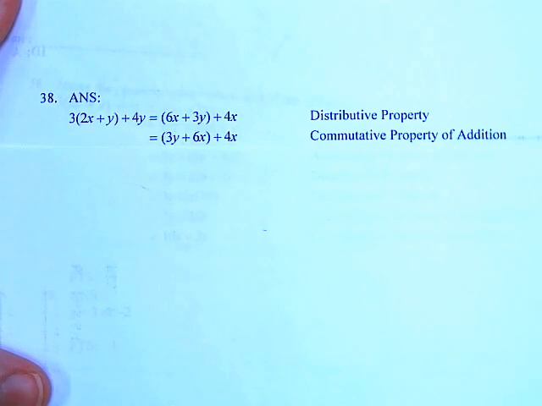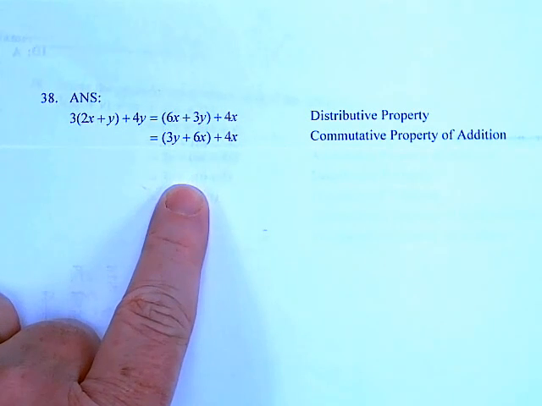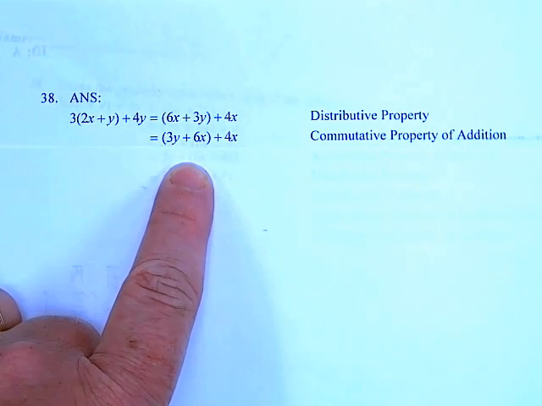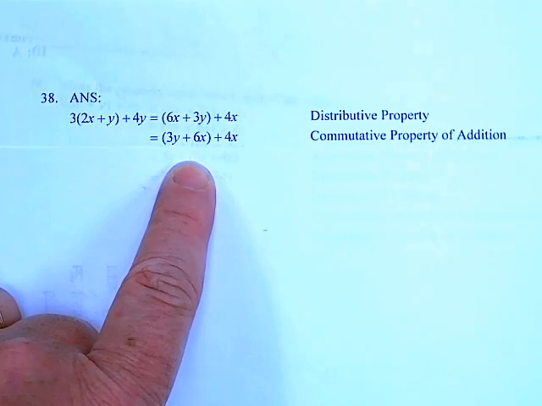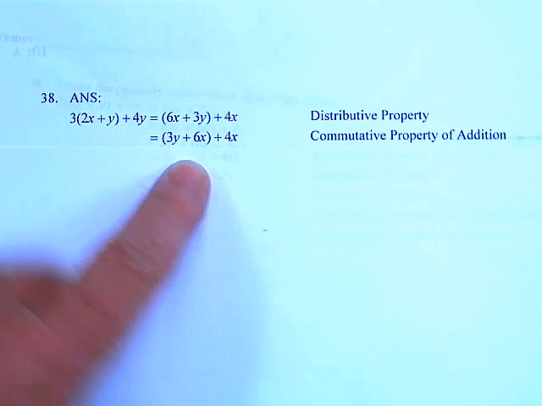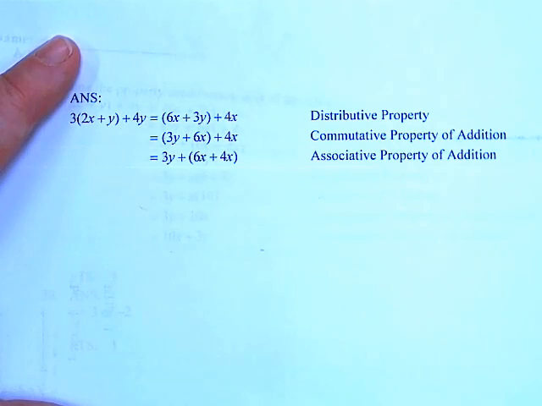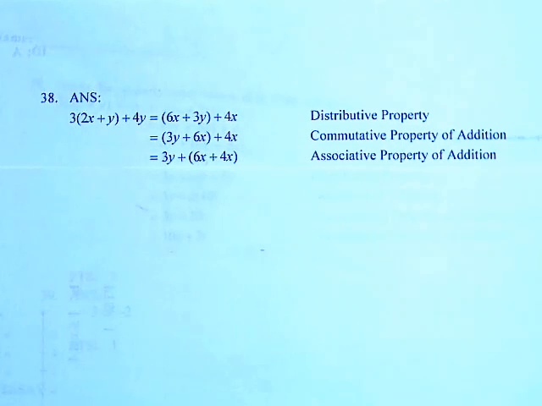The next thing they did was they rearranged the order of the 6 and the 6x and the 3y. They just moved them. That is the commutative property of addition. Then they changed what's grouped in parentheses, and they included the 6x and the 4x, so that is the associative property of addition.